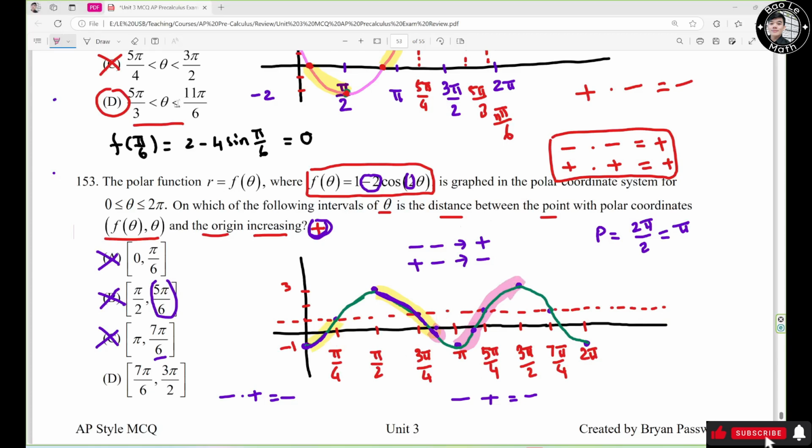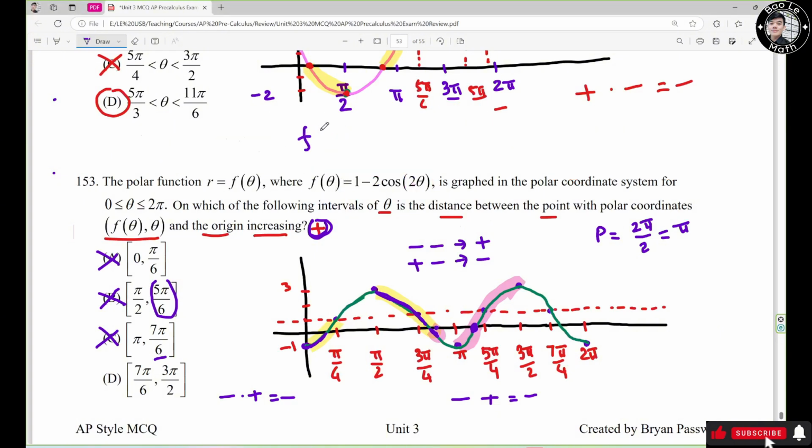Now observe that 7 pi over 6 is a zero of this function, right? 7 pi over 6 actually right here. Why? Because if you substitute 7 pi over 6 for theta into this equation, you will have f of 7 pi over 6 equals 1 minus 2 cosine of 7 pi over 6 multiplied by 2, right? So it's going to be 1 minus 2 cosine of 7 pi over 3, right?